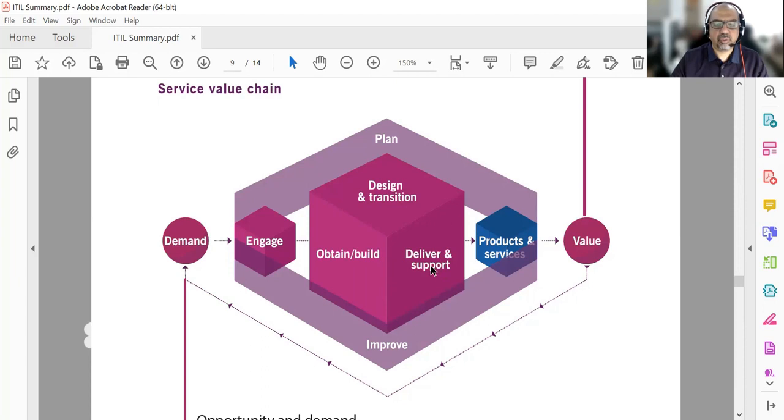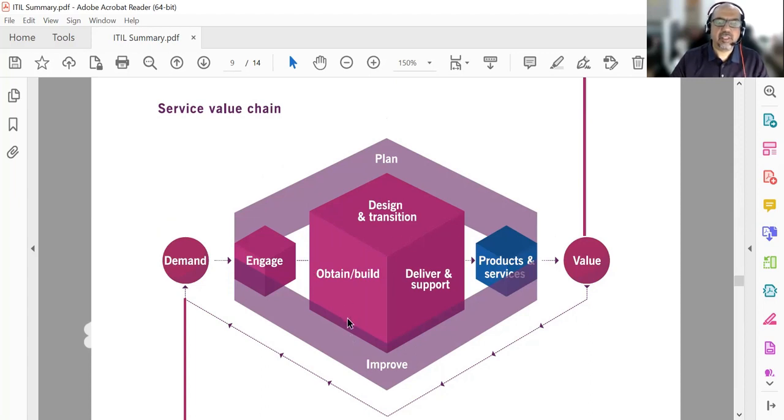We will provide support. And here we enable the value through products and services. Are we improving? Definitely, we will improve. That's why we are not using 2000 or 2003 products anymore. We are not using Windows XP anymore. So it's a cycle, and these are the 6 activities we have in the service value chain. The sequence of these activities is the value stream.